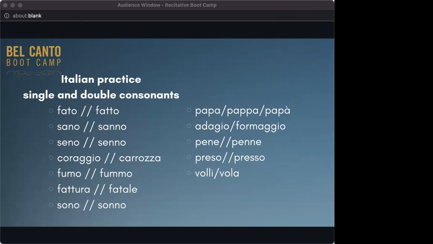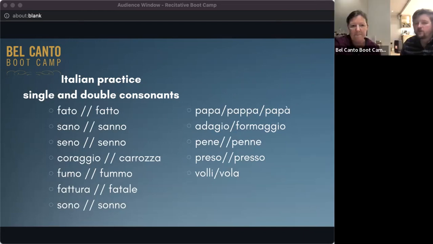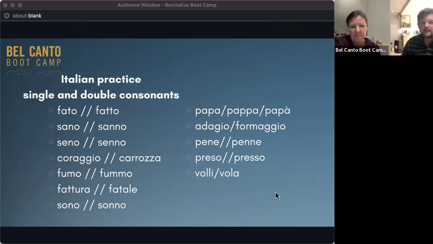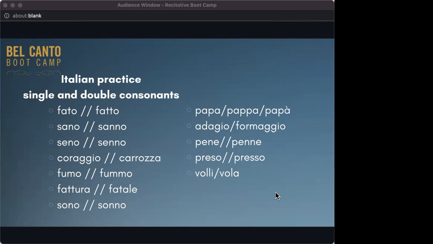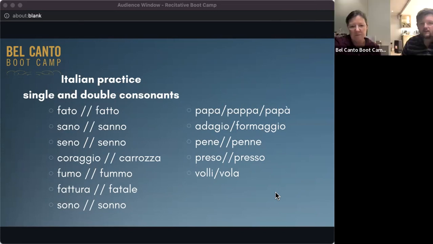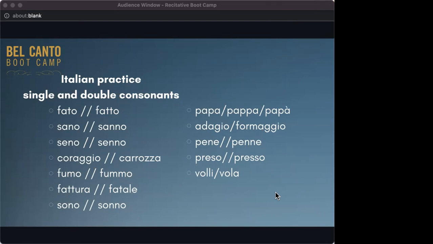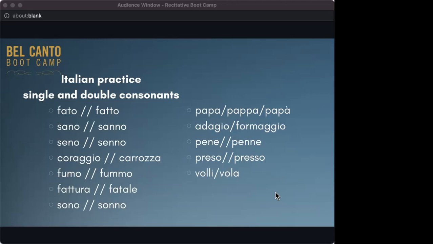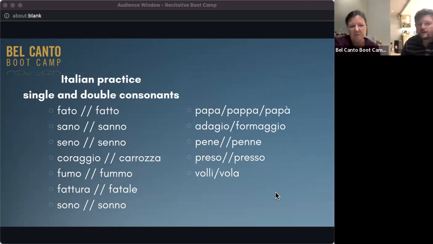Seno, senno. Good. Even more vowel in seno. Seno, senno. Good. Next line. Coraggio, carrozza. Good. Huzzah. Last three. Fumo, fummo. Good. Fattura, fatale. Sono, sonno. Good. Say for me again.